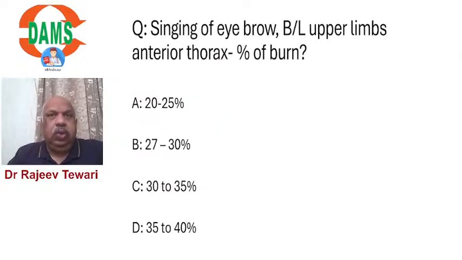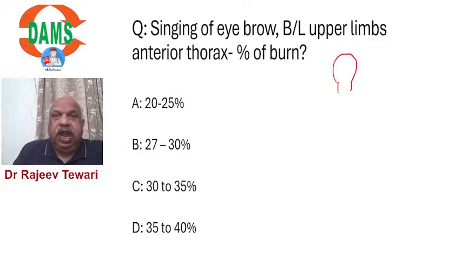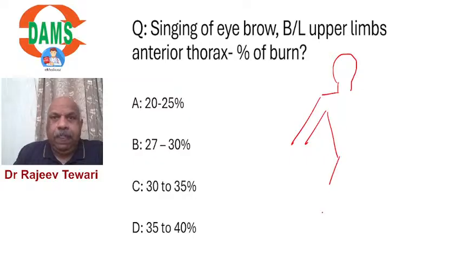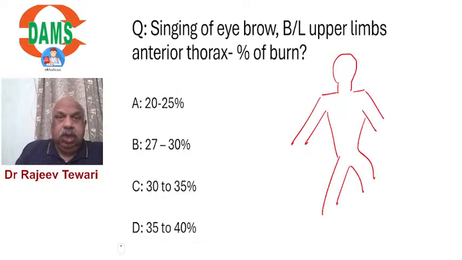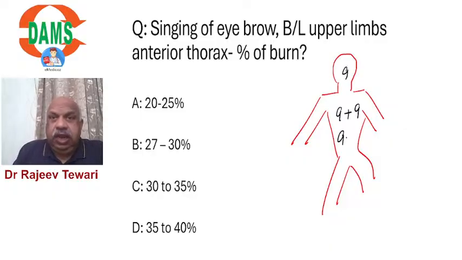Singeing of eyebrow, bilateral upper limb, anterior thorax: burn percentage. This is a tricky question, not a simple one, because they have not given how much percentage of burn is there on the face. Wallace's rule of 9 is quite simple, I am sure all of you know. Head and neck 9%, upper thorax anterior and posterior 9 and 9, abdomen 9 and 9, upper limb 9, lower limb thigh and leg 9 each, so one limb 18, and 1% perineum and genitalia.